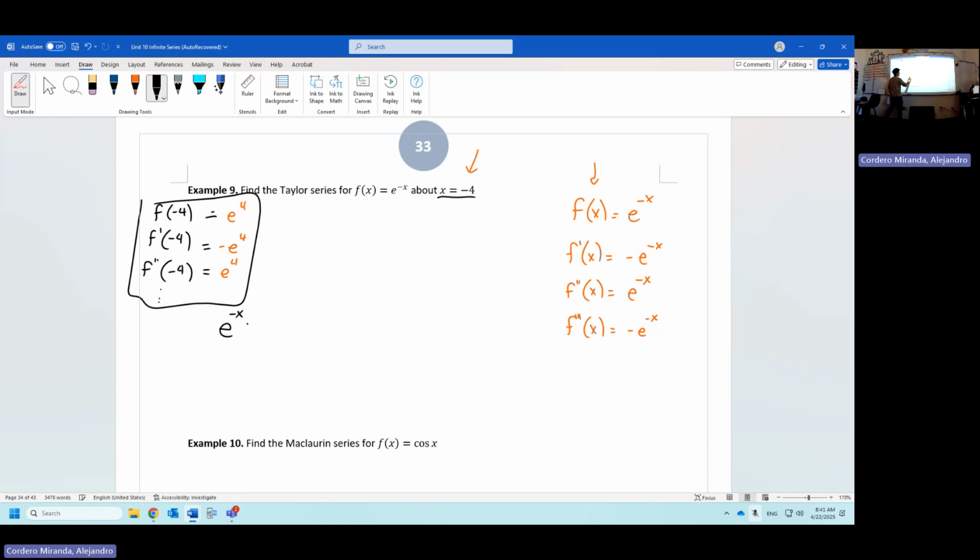Meaning e to the negative x is equal to e to the 4 for the function value. Then I want negative e to the 4 for my first derivative, so negative e to the 4 times x. But remember, it's centered around -4, so times x minus -4, or x plus 4, to the first over 1 factorial. Here I'm being very consistent, so most people wouldn't write that. Plus e to the 4 times x plus 4 to the second over 2 factorial, minus e to the 4.